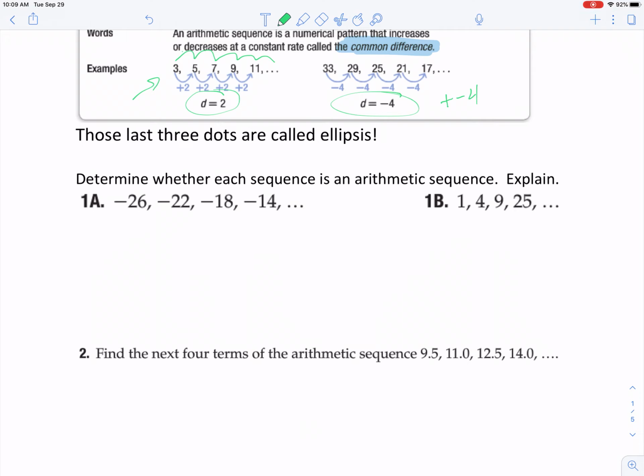Now sometimes you might be able to see it. For example, I'm actually going to start on 1B. I can look without having to do too much math. I can just see that from 1 to 4, I had to add 3. Okay, from 4 to 9, I had to add 5. And from 9 to 25, okay, maybe now I need to count it a little bit more in my head, but it is 16. A sequence is arithmetic if and only if every single time you are adding the exact same number. So this time I did not add the exact same number, so no, this one is not arithmetic.